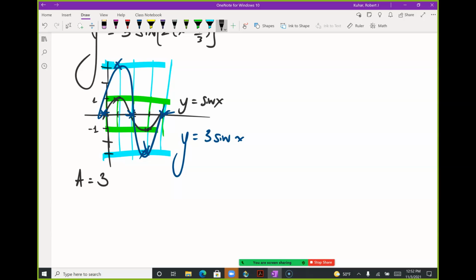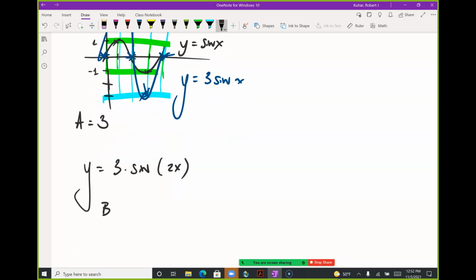Okay, let's put in a frequency change. So let's go to y equals 3 times the sine of 2x. So now I'm looking at b as 2. Is everybody with me? Yeah. So that means the period is 2 pi over 2, which is just pi. So remember, when I'm multiplying on the inside, I'm actually scrunching, I'm compressing the width of that rectangle, right?